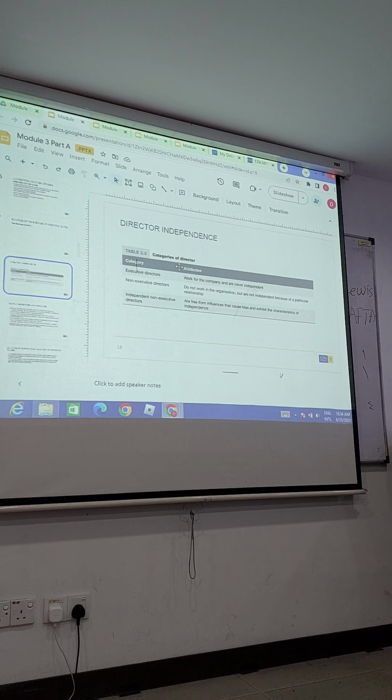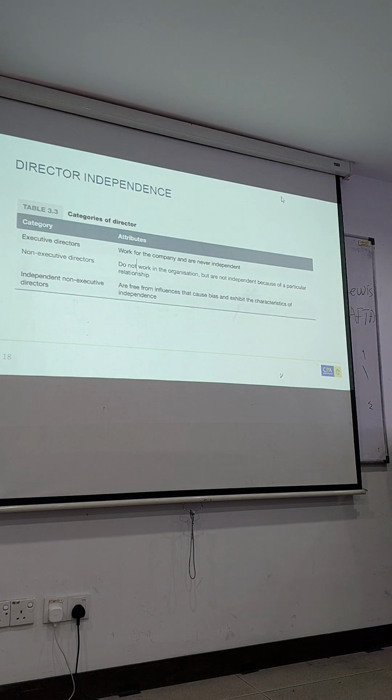I just want to point out that an independent non-executive director does not work for the company, and a non-executive director is working for the company. No. To tell who is working or not working, you look at the word executive. If non-executive means not working, executive means working. Non-executive means not working, but even if they are not working, it doesn't mean he or she is independent. We have to test. But between working and not working, you look at the word executive and non-executive.